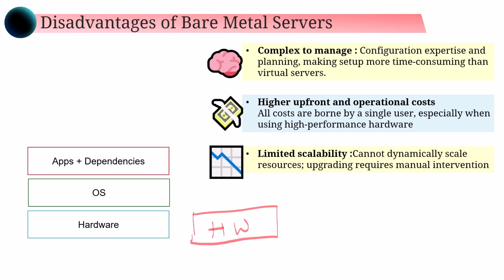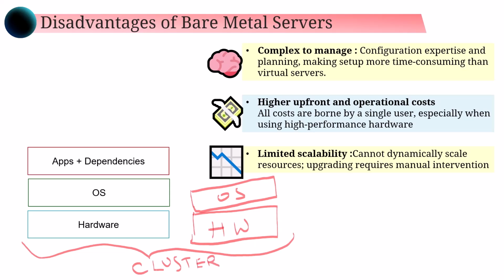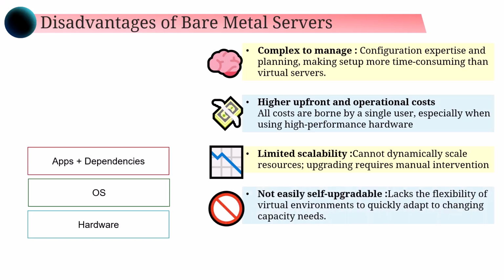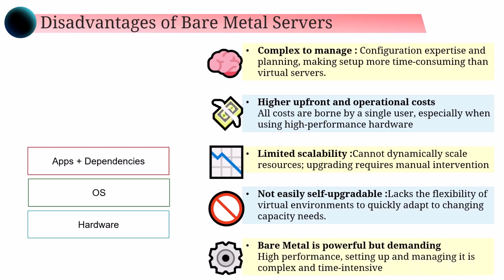It has limited scalability. You cannot dynamically scale up your resources, and upgrading requires manual intervention. So, for example, if you need to create a cluster with similar hardware, it's going to take time and extensive planning. It's not easily self upgradable. It lacks the flexibility of a virtual machine that can quickly adapt to any changing capacity needs like CPU, memory, or hard disk. Bare metals are powerful, but they are very demanding. Though they provide high performance, it's very complex to set them up and maintain them.